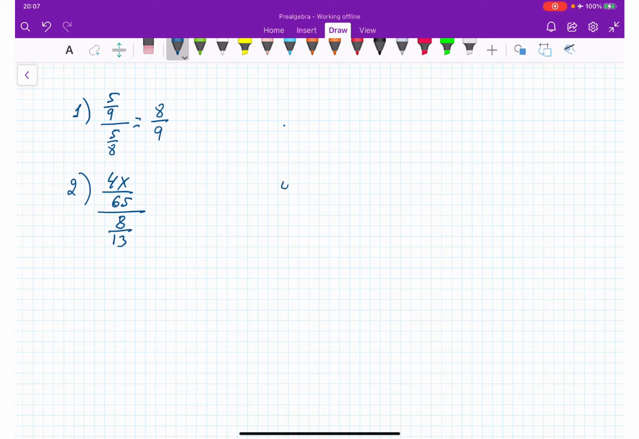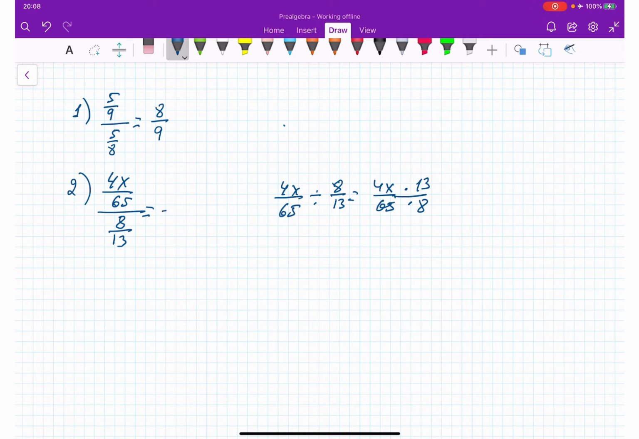I can do it either way. The operation, 4x over 65 divided by 8 over 13, is going to be equal to 4x over 65 times 13 over 8. We'll always flip the second one. Keep in mind, if you make a mistake and flip the first fraction, you will not get the right answer. Okay? Absolutely not.